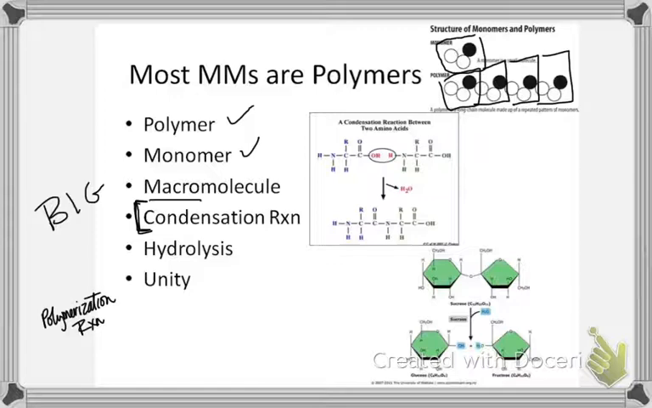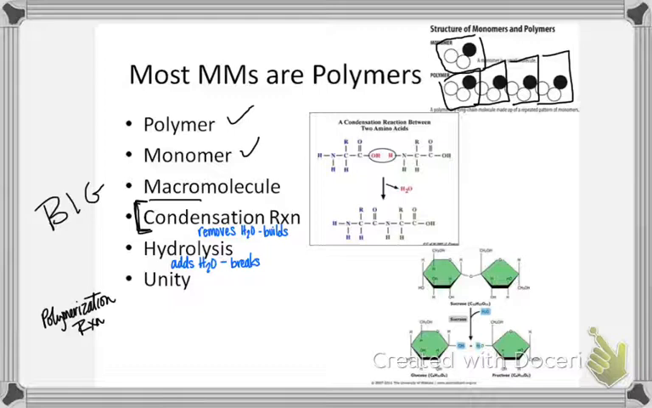Condensation reactions are where monomers are covalently linked by the removal of a water molecule. One monomer loses an OH, the other one loses an H. This requires energy. It requires catalysts or enzymes. The condensation reaction removes water to build molecules, and hydrolysis adds water to break apart molecules.